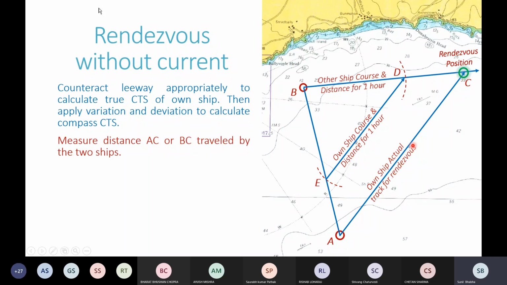Now, whether you find the time to rendezvous using own ship speed and distance or the target ship speed and distance, in both the cases, the answer would be the same. If there is any difference, a minor difference could be there. That could be because of plotting errors. Geometrically, whether you calculate it from your ship course and speed or the target ship course and speed, it will be the same.